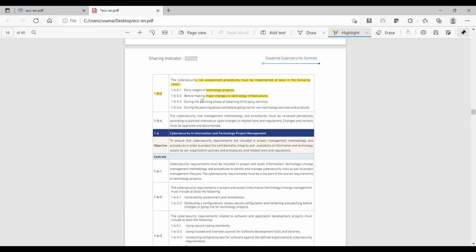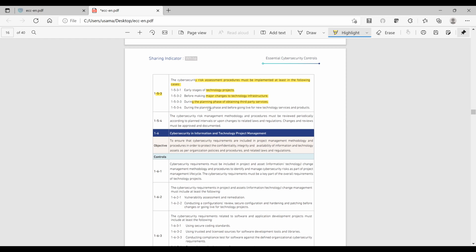Also, you have to run a risk assessment during the planning phase of any third-party service. You want to obtain a third-party service. It may be a cloud service or managed services. Then you have to perform a risk management assessment to make sure that you covered all the risks and you chose the proper controls related to these third-party services.